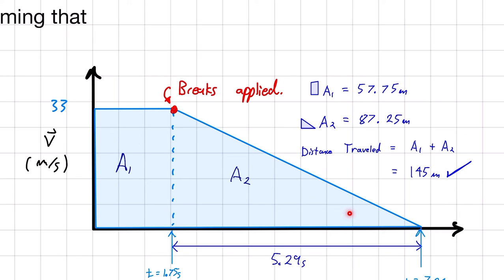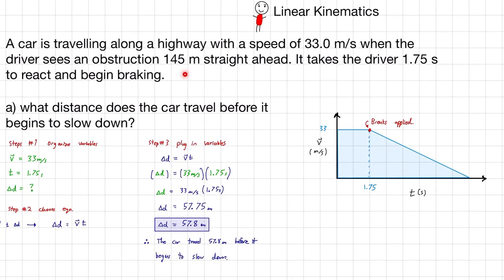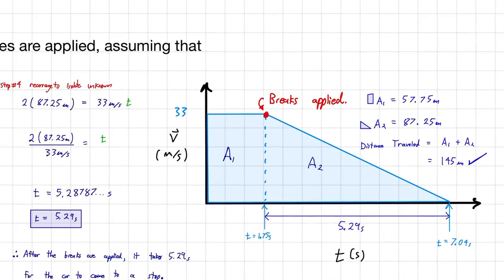So the area under this curve is 145 meters, and looking back at our original question, we know that the obstruction is 145 meters straight ahead. So this all makes sense. And I encourage you, with these problems, always draw these graphs and visuals to try to make sense of the question that you're given.